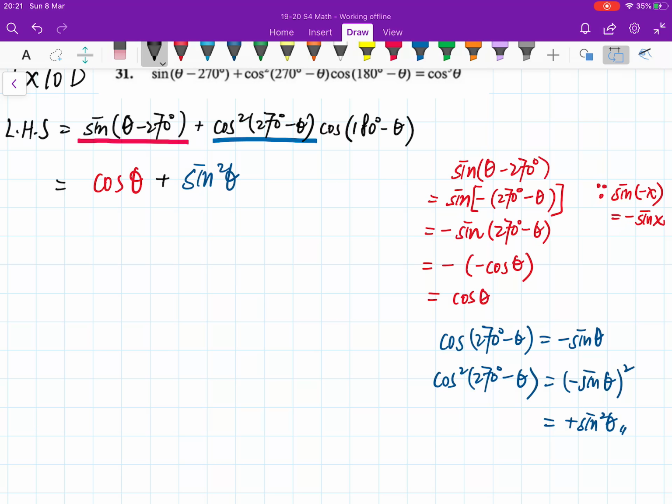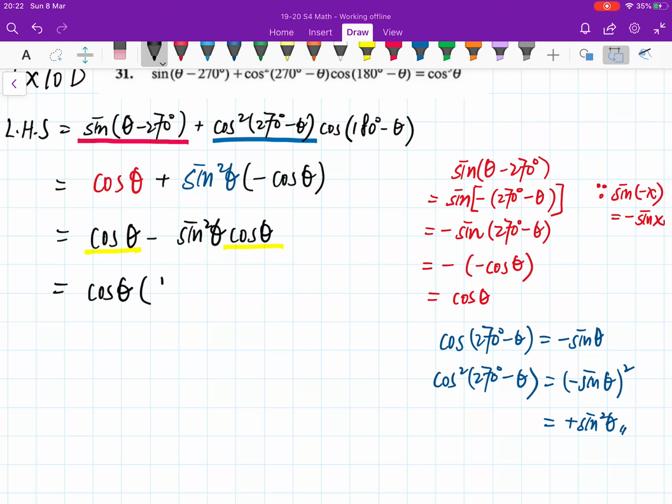And finally, cosine(180 degree minus theta), it will become negative cosine theta. And finally, we have cosine theta minus sine square theta cosine theta. Then as you can see, there are two cosine theta here. Then we can take out the common factor cosine theta, so that we have 1 minus sine square theta. And finally, it will become cosine theta times cosine square theta. Finally, it will become cosine cube theta.